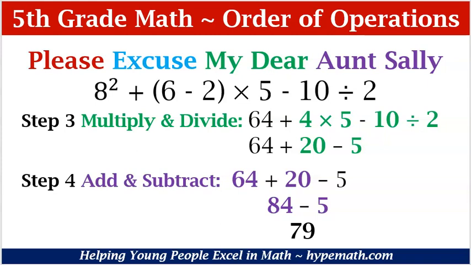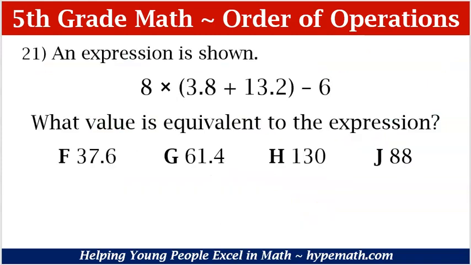So our original expression was 8 squared plus, in parentheses, 6 minus 2 times 5 minus 10 divided by 2. After all of our hard work and effort, we know that the answer is 79.